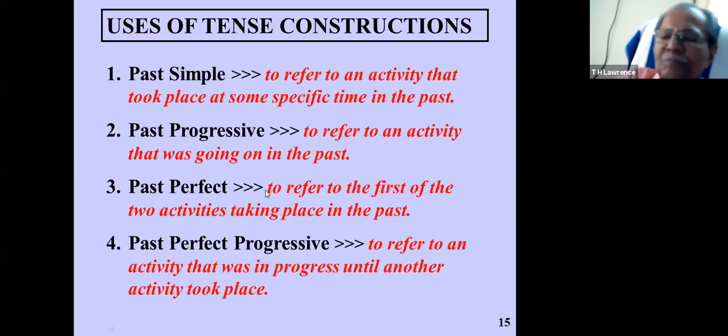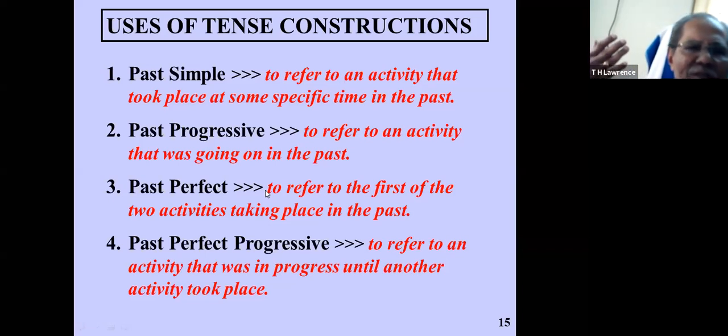Past progressive. Just as present progressive is used to refer to the activity that is going on at present, we use past progressive to refer to an activity that was going on at some time in the past. So here, you can say, I was sleeping, say, from 11 to, say, 5 this morning. So I was sleeping. Another one, I was having breakfast when my friend called at my residence.